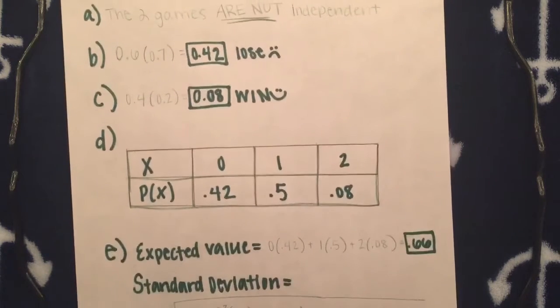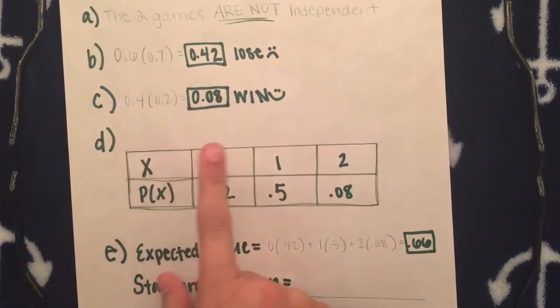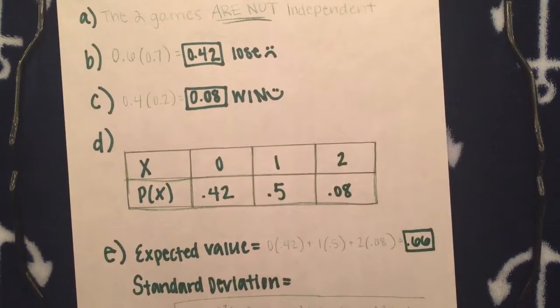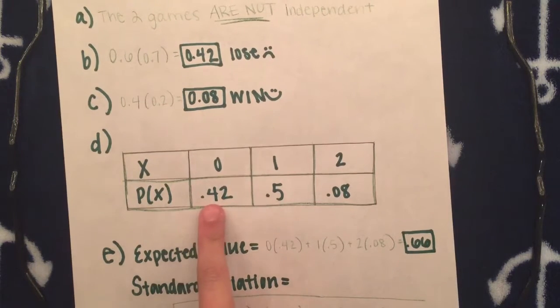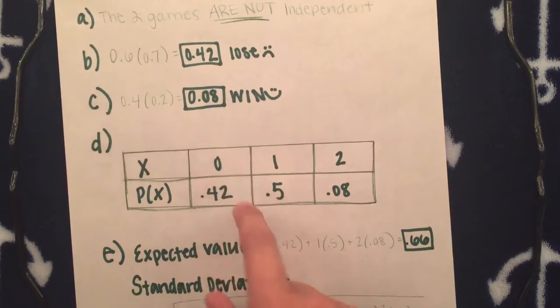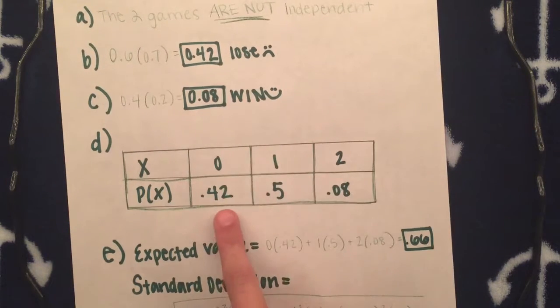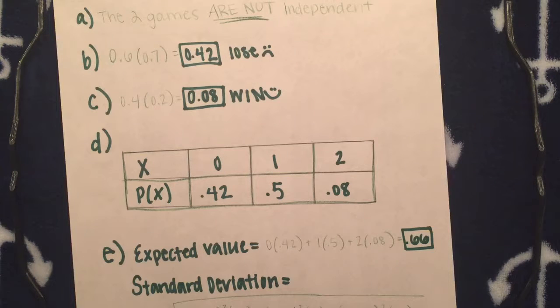So part D is asking, let random variable X be the number of games you win. Construct the probability model, which is this right here, for X. So we have the X values: 0 wins, 1 win, and 2 wins. To not win either of the games, so you lose both, is 0.42 or 42%. To win one or the other, it's a 50-50 chance, so 0.5. And to win both of the games, it's 8% or 0.08. So that is our probability model.